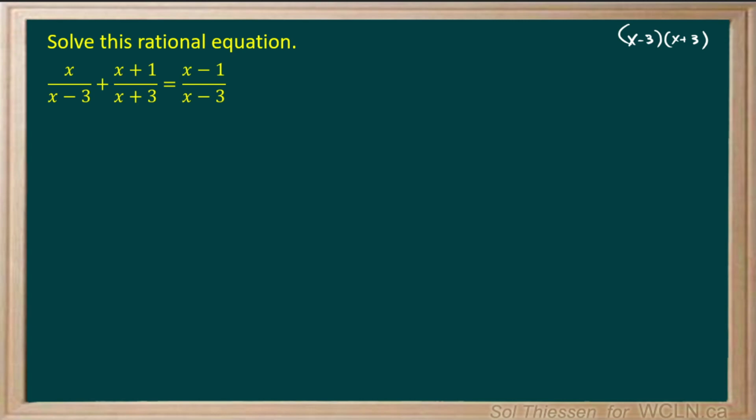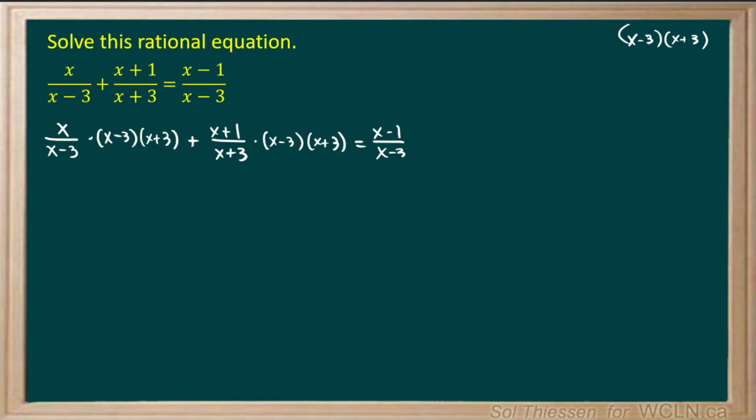Okay, so let's multiply through by that lowest common denominator. We'll have x over (x - 3) times (x - 3)(x + 3), plus (x + 1) over (x + 3) times (x - 3)(x + 3), equals (x - 1) over (x - 3) times (x - 3)(x + 3).